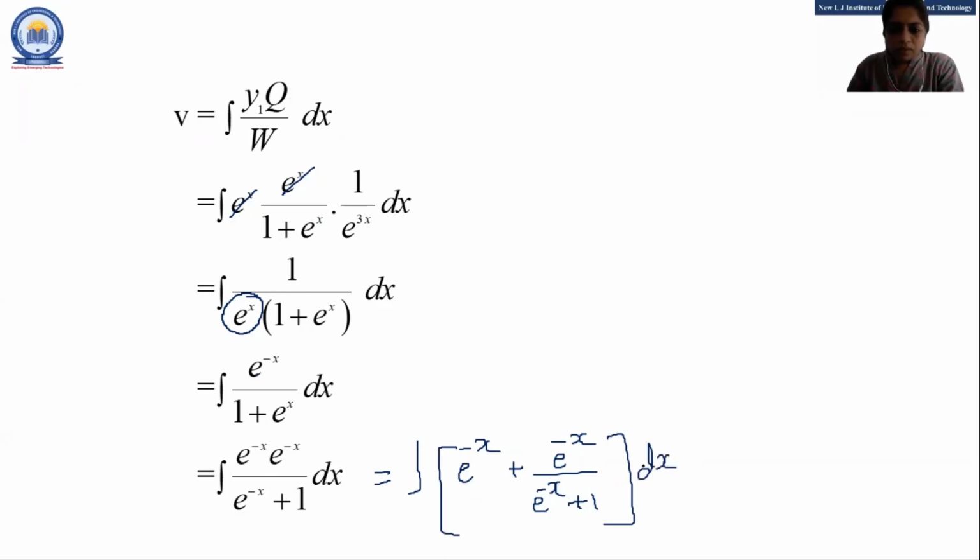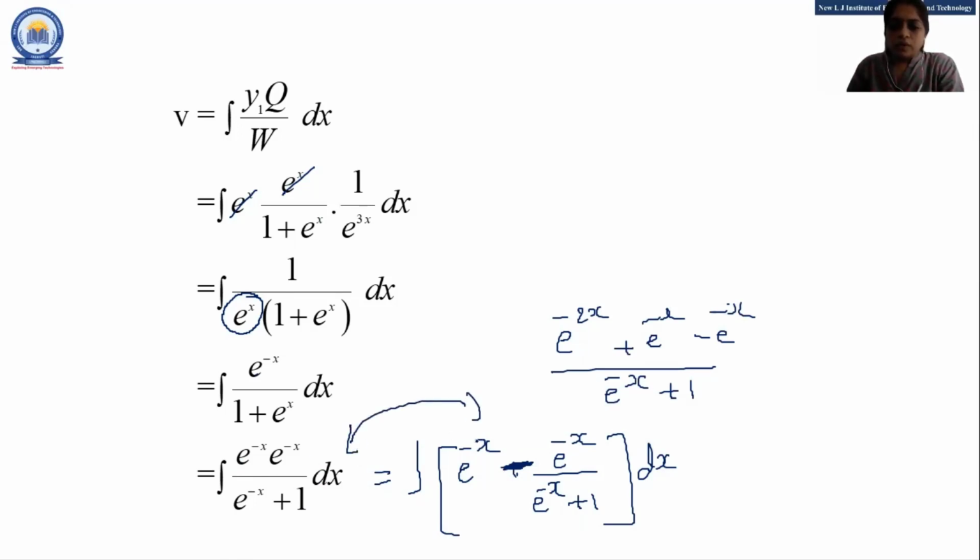After simplification, e raised to minus x into e raised to minus x, so that is e raised to minus 2x. Then the minus sign is there. Then this is plus e raised to minus x minus e raised to minus x, right? And in the denominator, e raised to minus x plus 1. So if you represent this term like this, then the value is the same, student.